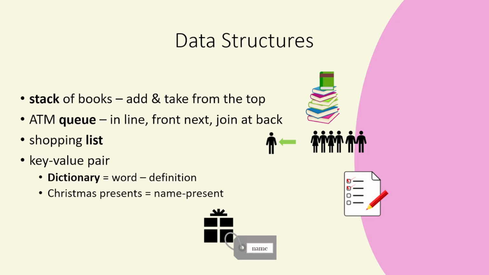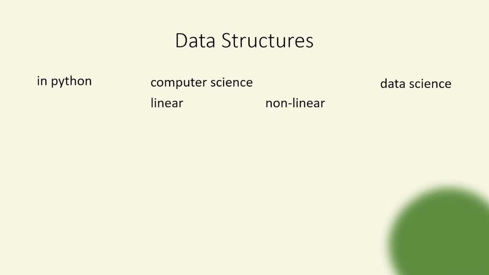And a dictionary, we have words and definitions, which make a key value pair. The same like a Christmas present, we add a name. We have to make sure that name is unique. Now we have several data structures we can use.